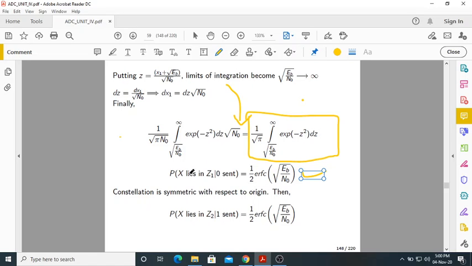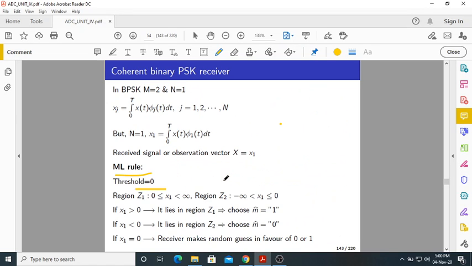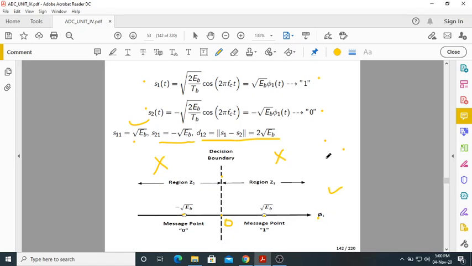Okay, so it is a one probability. What do you mean by that? X lies in Z1 given 0 sent. So X lies in Z1, but what is 0 sent? Actually, we transmitted 0. But X lies in Z1, so how do we decode? We decode as 1.